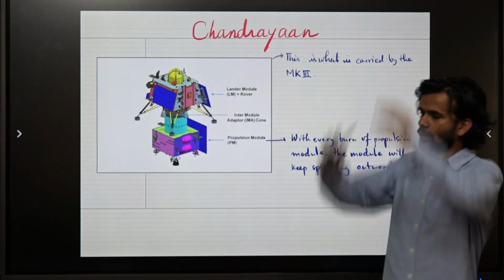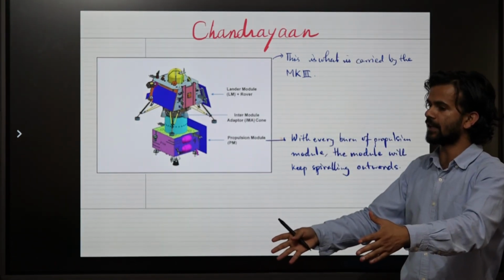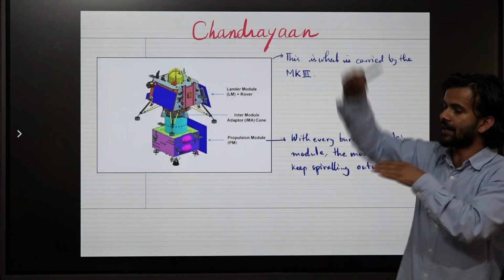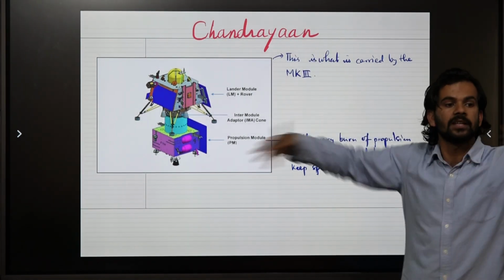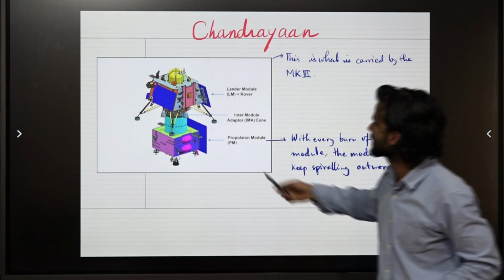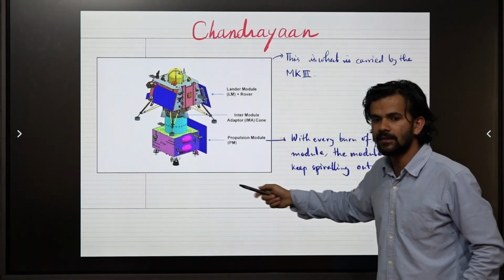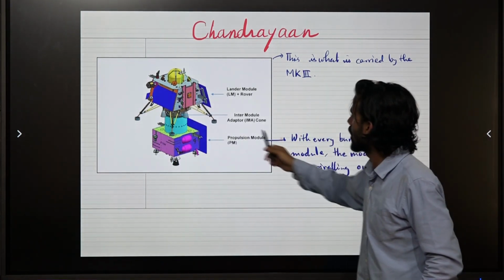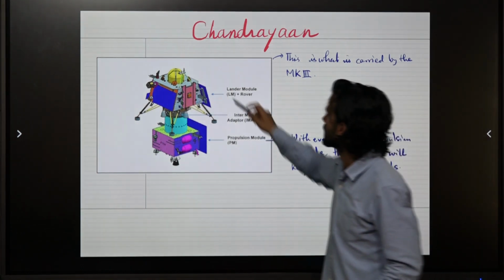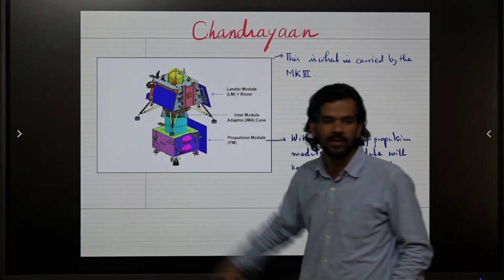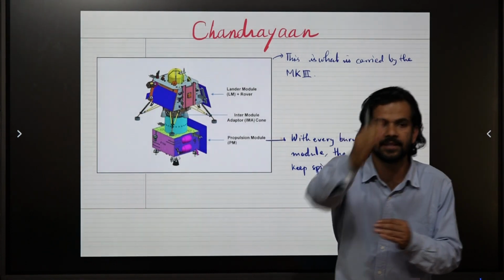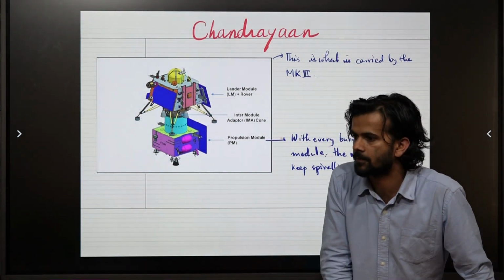Yes. The whole rocket that you have seen, this huge thing, after crossing a certain height from the earth, the whole thing gets separated. Only this thing remains. It is only the propulsion module that remains there, plus the whole thing that needs to be carried. And this is what is going to take things to the destination.